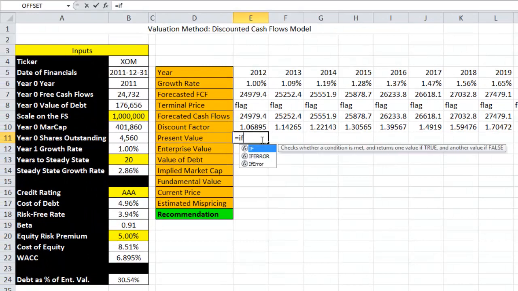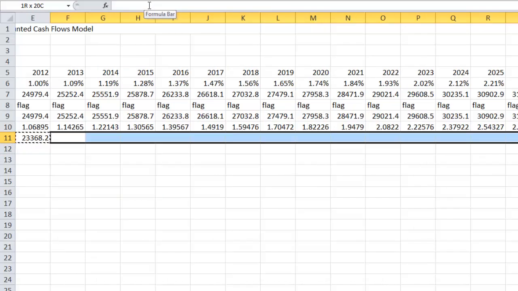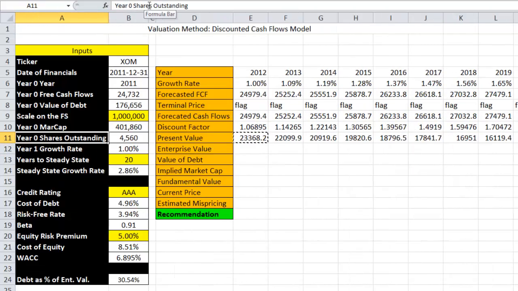So again, we just do if year is less than or equal to year 0 plus years to steady state, then give me the forecasted cash flows divided by the discount factor. Otherwise, give me nothing. Lock in the B's. And you know the trick at this point. All right, so now we have all of the present values.